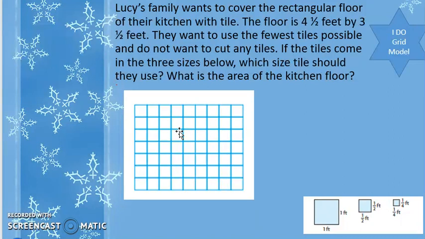Let's begin with the grid model for our first I do. Lucy's family wants to cover the rectangular floor of their kitchen with tile. The floor is 4.5 feet by 3.5 feet. Okay, so we have 4.5, and we have 3.5.